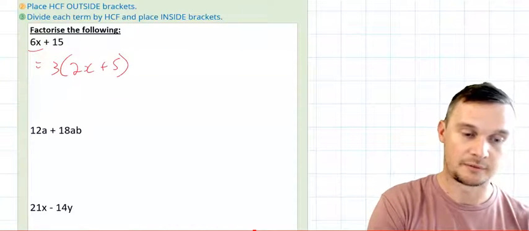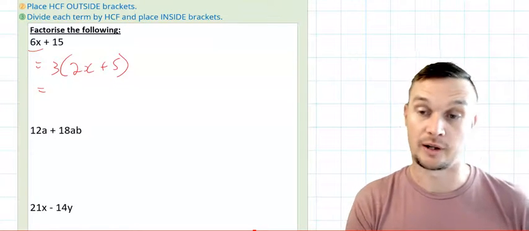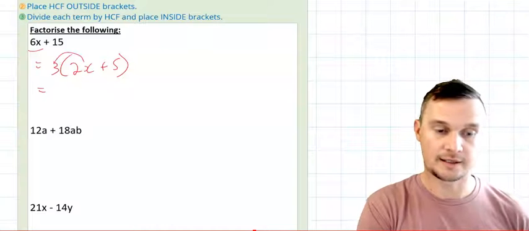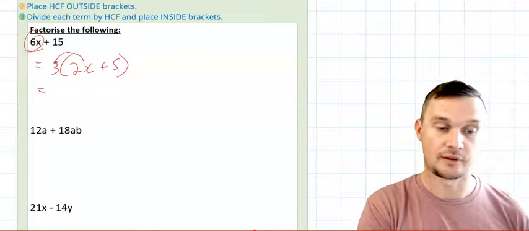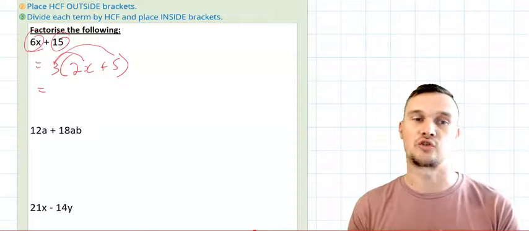It will be 5. And you can always check your answer by going in reverse, by effectively expanding the brackets. So I know that 3 times 2x equals 6x, and I know that 3 times 5 equals 15. So you can always check your result as you go through.